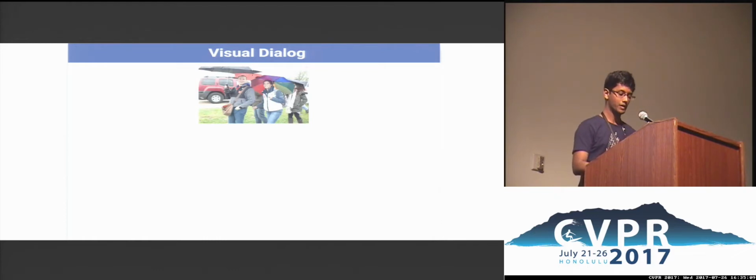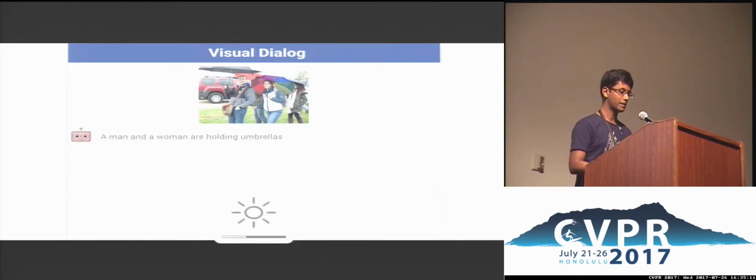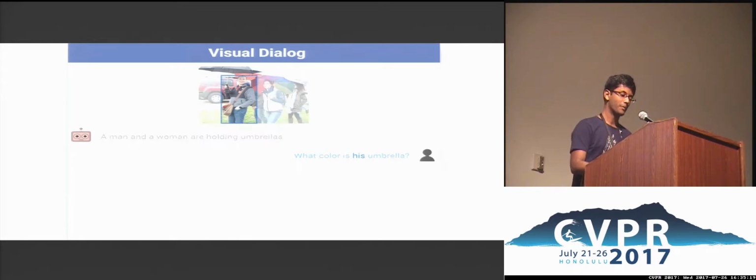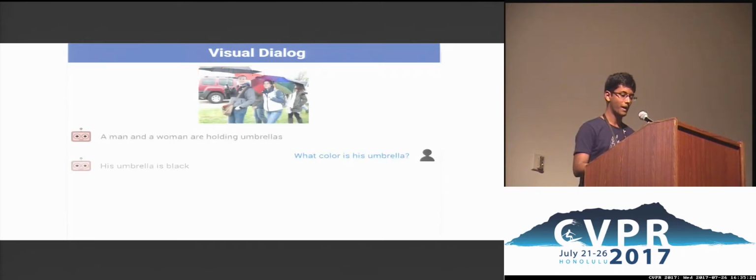So the idea is that we want to build agents that can see and talk. Let me give you an example of what it involves. Given this image and a one-line description, a man and a woman are holding umbrellas, a human might ask a follow-up question: what color is his umbrella? To answer this question, the model has to understand which person the word "his" refers to, focus on the umbrella held by that person, and then respond back in natural language: his umbrella is black.